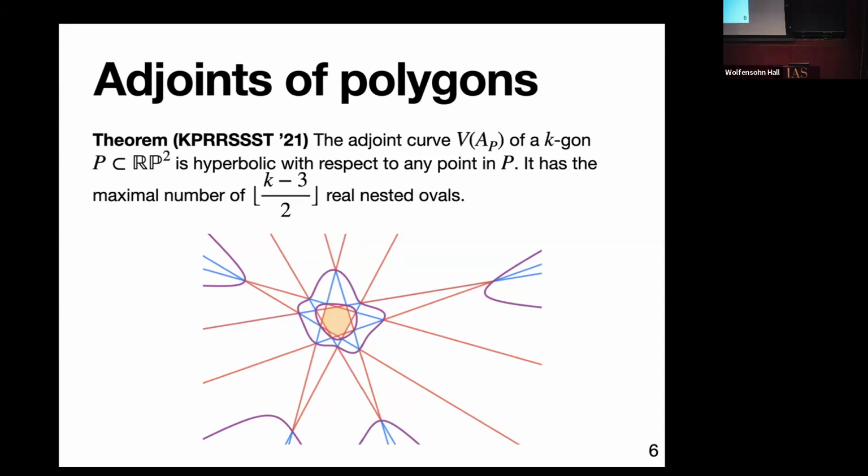The way you prove this is by learning the sign of the adjoint on all the line segments that you see in this arrangement of lines in the plane. For instance, here red means that the adjoint takes a positive sign, and blue means that the adjoint has to take a negative sign. Then you learn how many ovals there have to be, and you conclude that there have to be the maximal number of ovals.